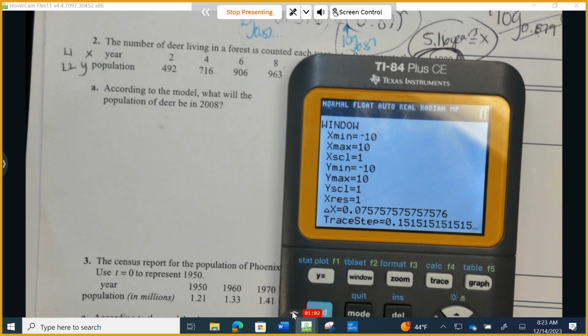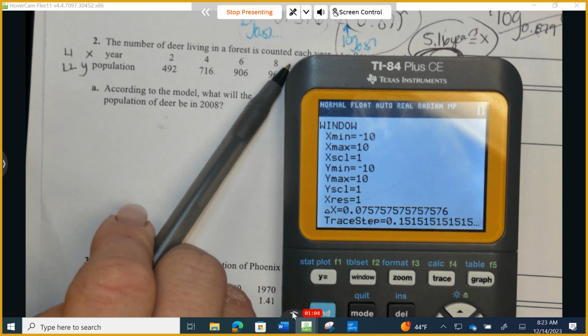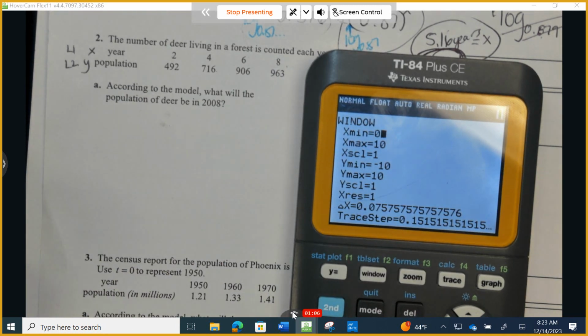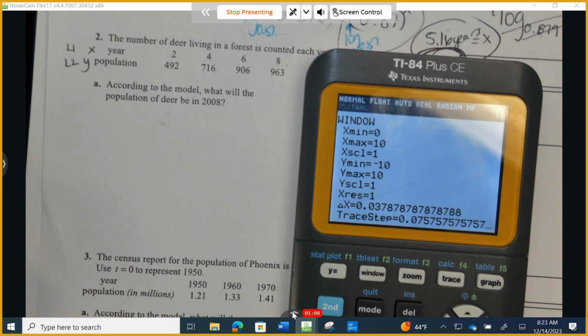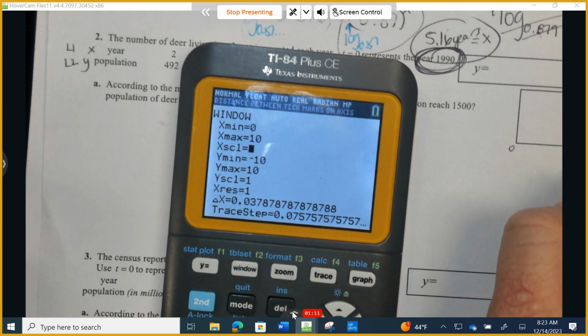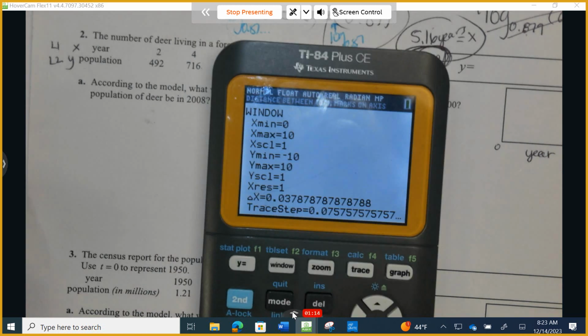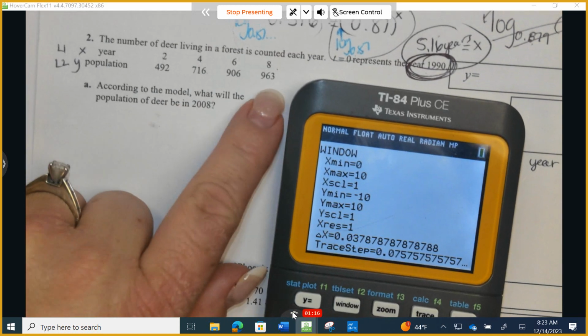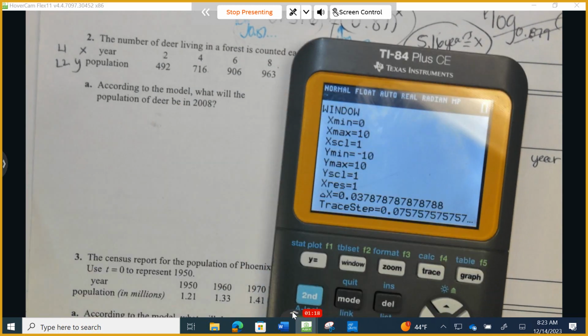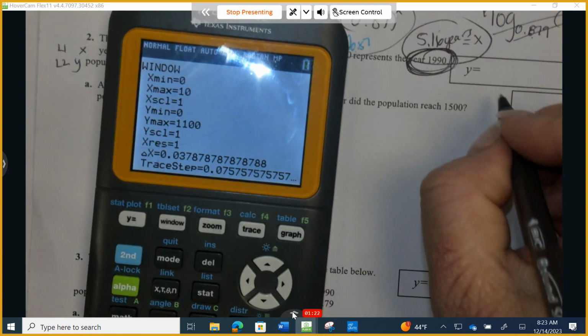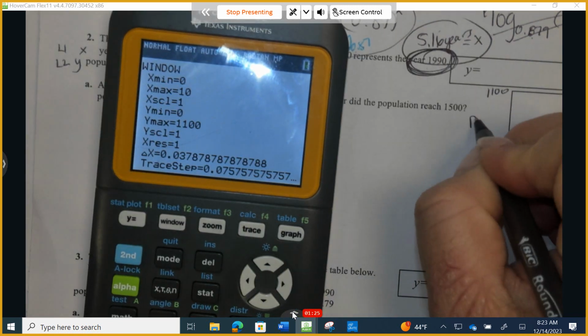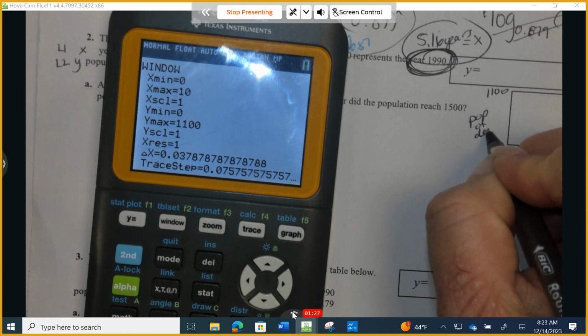Next, I'm going to adjust my window. I want to go slightly below this and slightly above this. So I'm going to go 0 to 10 for my X's, and that's going to be the year. And then for population in the Y's, I need to go up to at least 1,000, maybe even a little past it. Let's try 1,100. 0 to 1,100. And this is going to be population of deer.